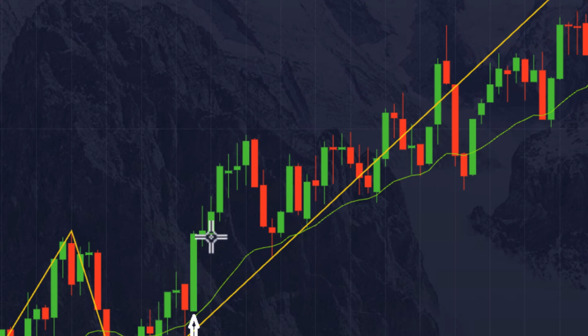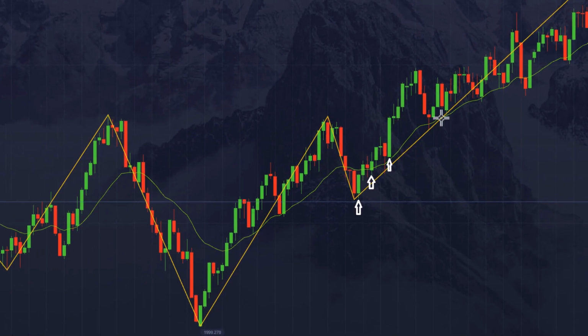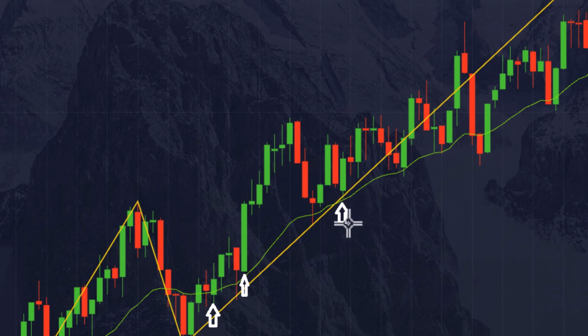You're expecting another leg of this distance. You're expecting another big leg of this distance. This is a beautiful second entry long with trend off the 21 EMA. That's everything you want. That gives you everything you want. 1, 2, 3. All right.